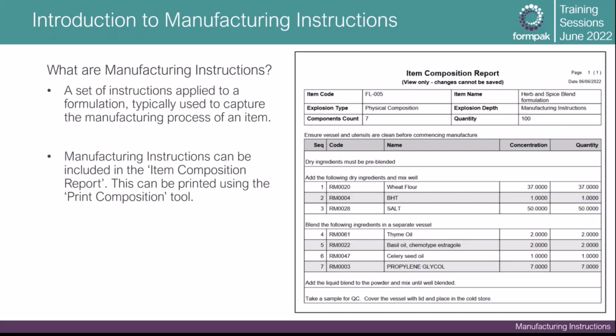So what are manufacturing instructions? They are a set of instructions applied to a formulation, typically used to capture the manufacturing process of an item. Manufacturing instructions can be included in item composition reports, and this can be printed using the print composition tools in Formpak.